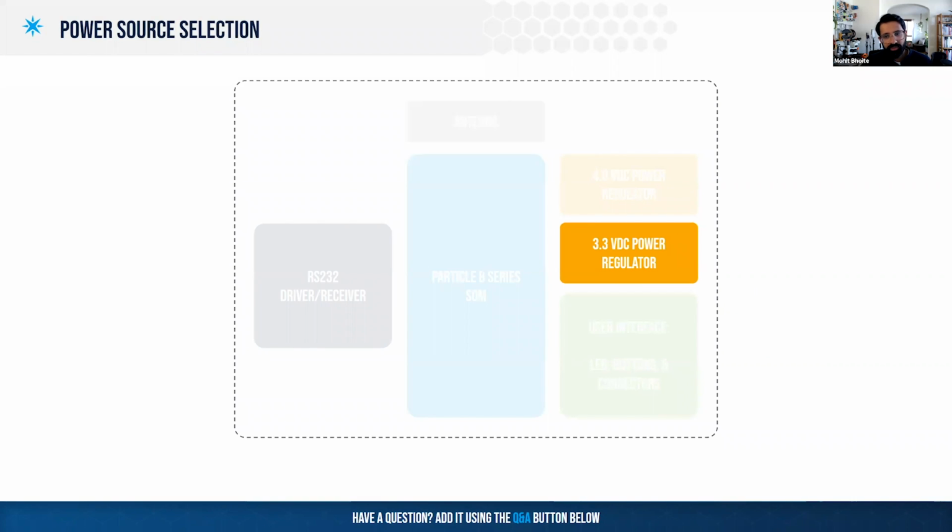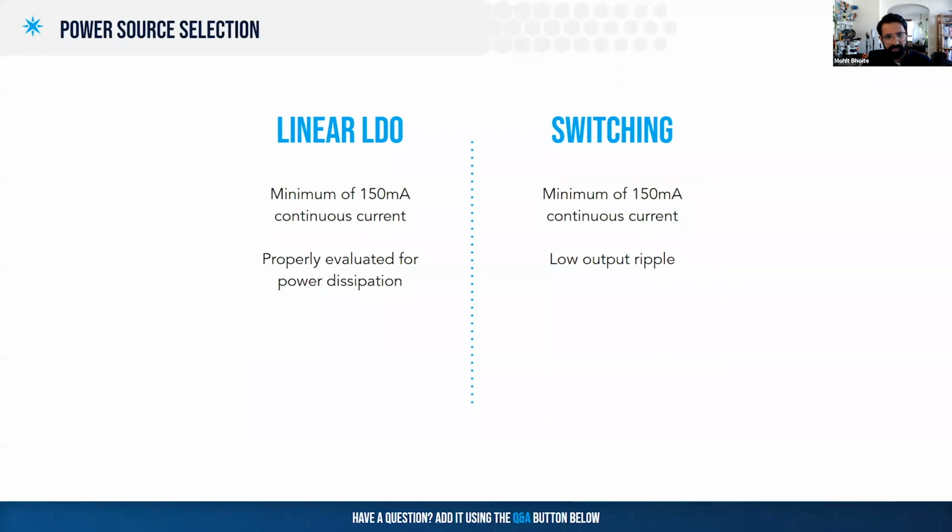Next up is the 3.3 volt power regulator. This is going to power your peripherals and also the main MCU. The main MCU in the B series is the Nordic nRF52840 SoC that has Bluetooth and an ARM Cortex-M4, which are all 3.3 volt compatible. So all the peripherals and our main MCU would be powered by this 3.3 volt regulator. We need to make sure that this particular regulator is able to supply at least 150 milliamperes. This is to operate the MCU and a few peripherals on the board.